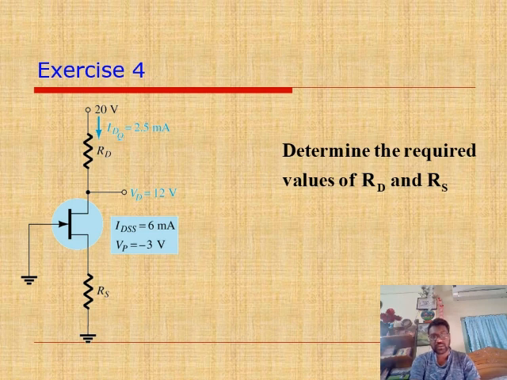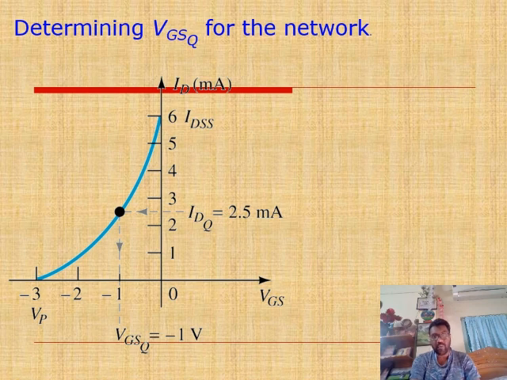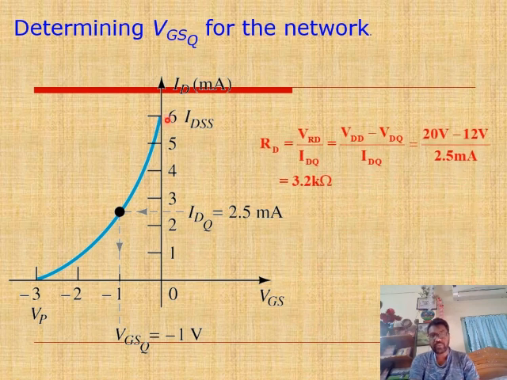So this is another exercise. Here the question is to find out RD and RS value if the circuit is this one. See here, we can see at 0 the maximum drain current is 6 milliampere, whereas at pinch off the current is obviously 0. The pinch off voltage is minus 3, whereas the drain current is 6 milliampere. So RD will be VRD by IDQ.